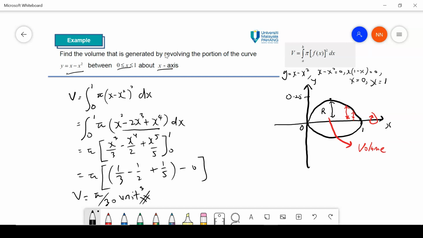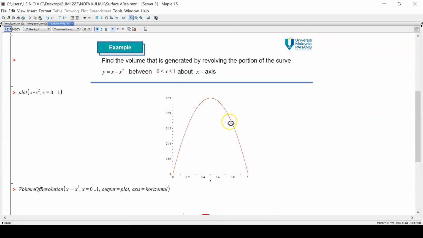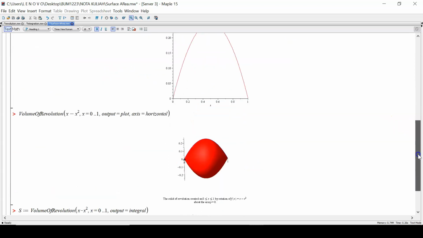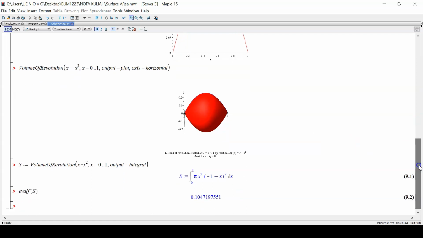Alright. So if I can show you using Maple, again, this is what we sketched. This is our curve given by this f(x) here. And then this is the solid of revolution. Then we can calculate the volume, as what we did. So this is the total volume if I multiply with pi.